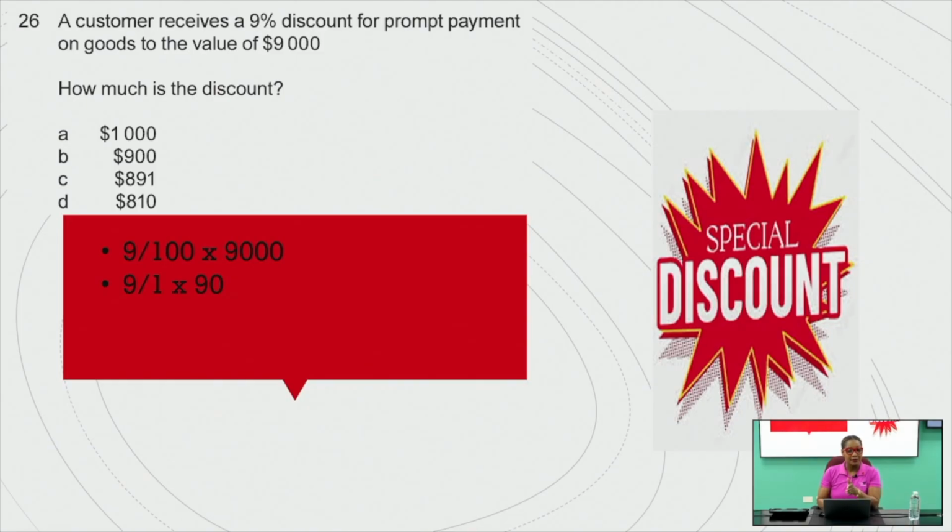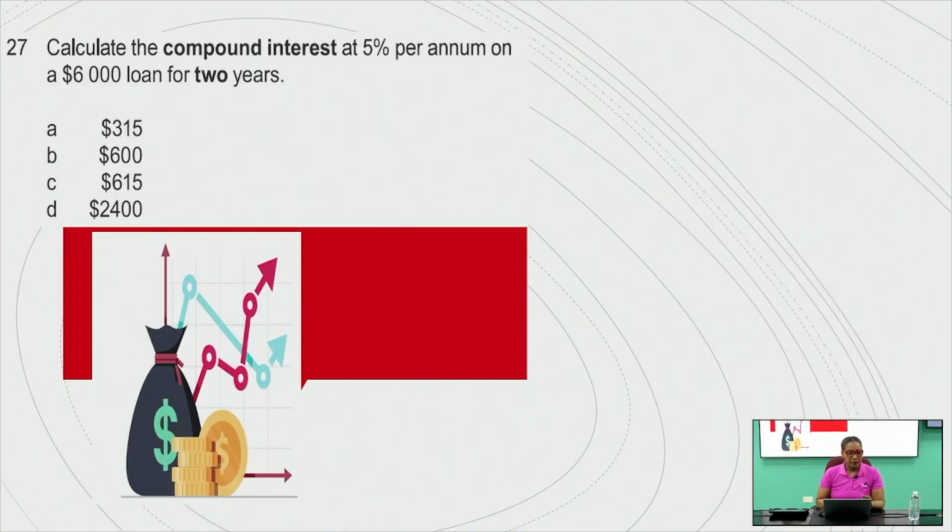So 9 times 90 gives me 810. And of course, every number divided by 1 will give me the same number. So your answer is, your discount would be $810. And that would be option D. And we are off to question 27. Calculate the compound interest at 5% per annum on a $6,000 loan for 2 years.